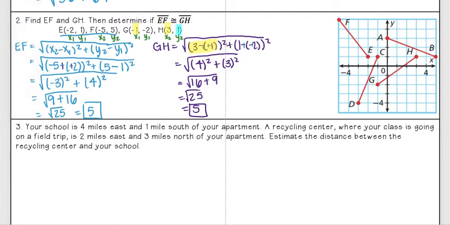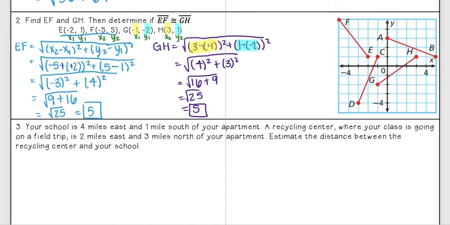And then same thing with my y. So I had 1 minus a negative 2. Well, when I subtract a negative, again, that's really just a positive, so that became 1 plus 2, which is 3. Then my next step is I squared both of those, so 4 squared I get 16, 3 squared I get 9. And then I need to add those together, and then take the square root.